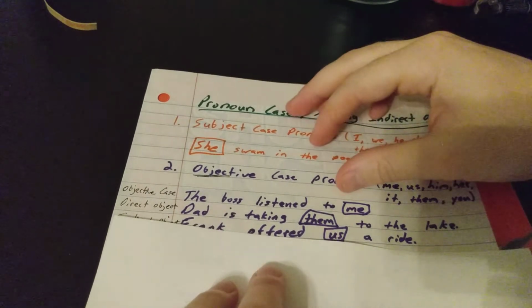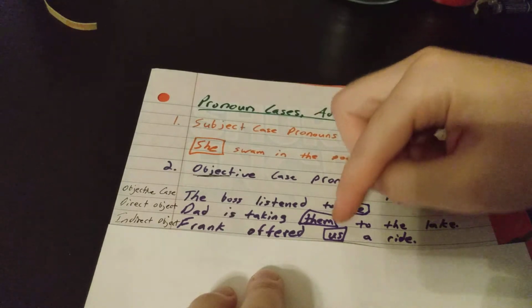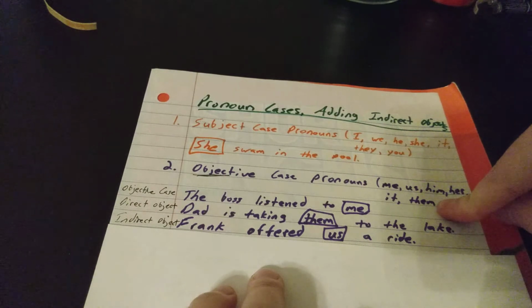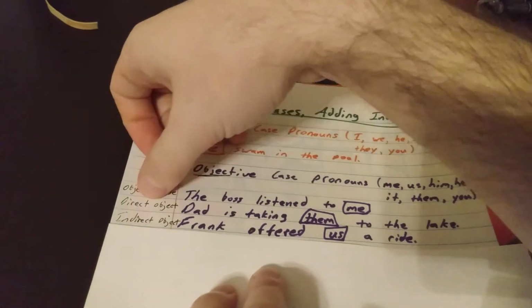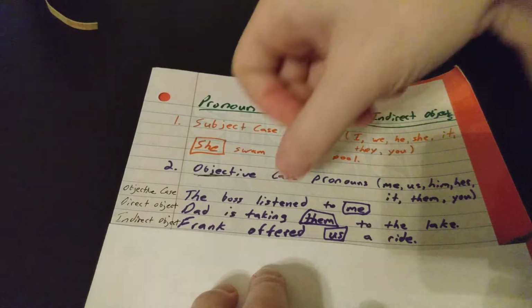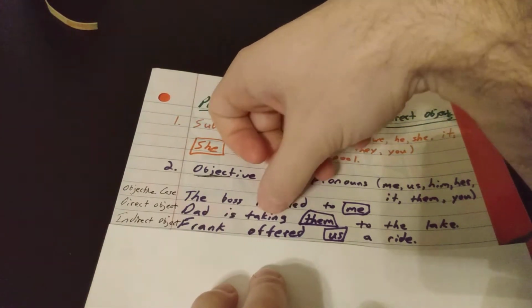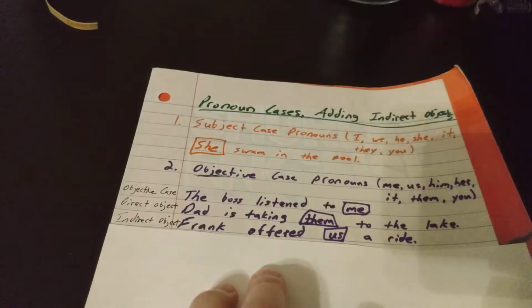Right. And then second one, Dad is taking them to the lake. Them is also the objective case because you know that it's an example given right here. But them is a direct object. And if you remember a direct object, in order to find the direct object, you have to identify the transitive verb, which is taking. Taking what or who? They are taking them.